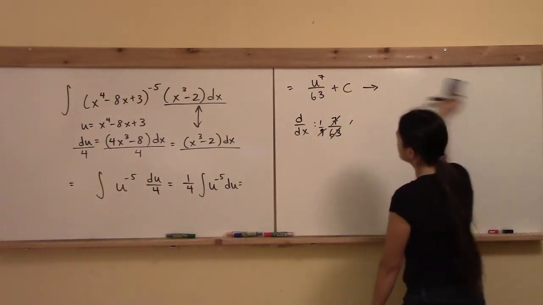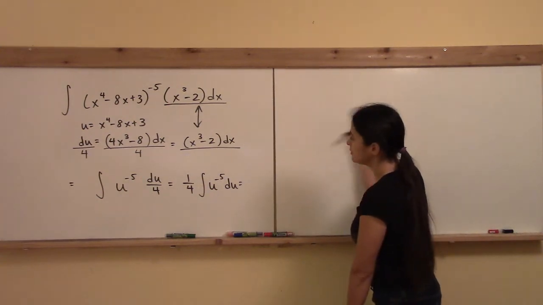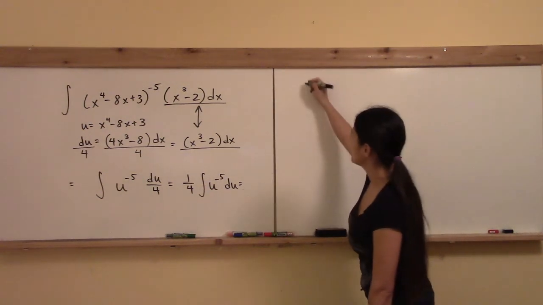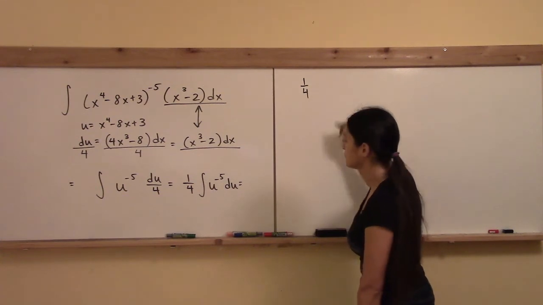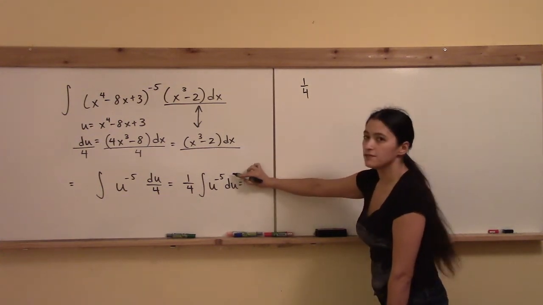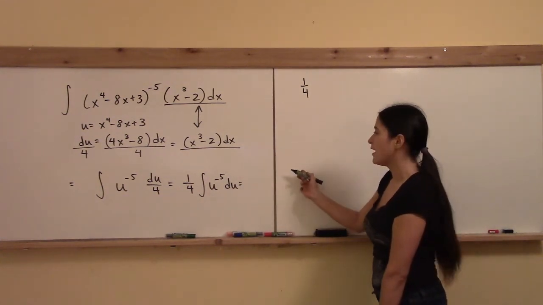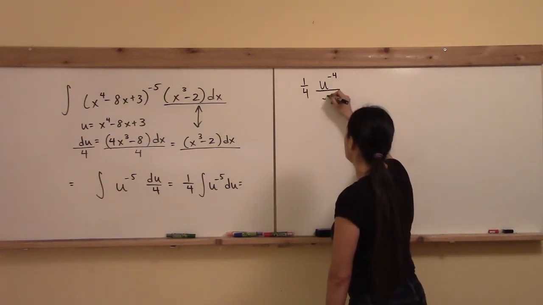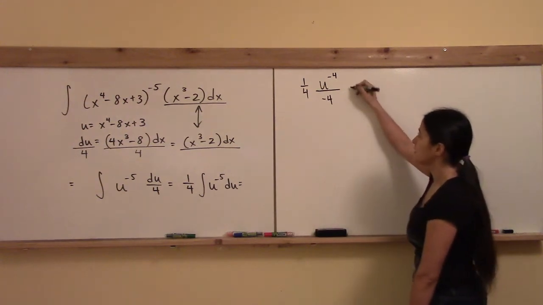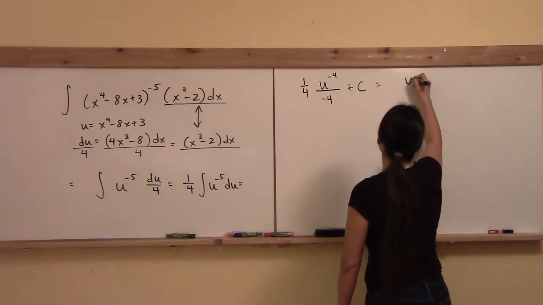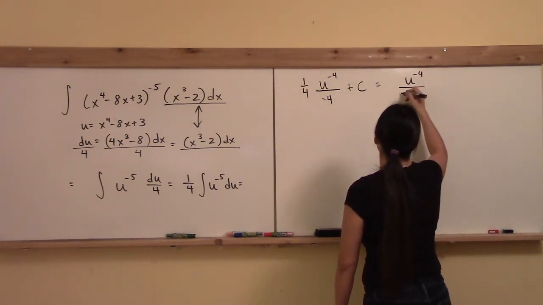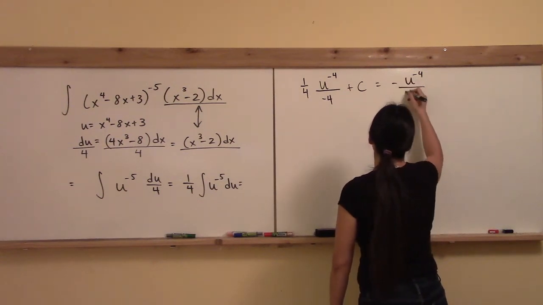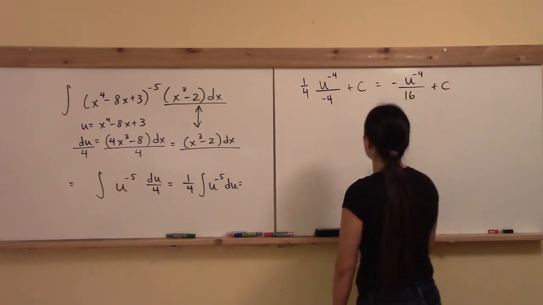Okay, so let's finish off the rest of the integral. What we have to do here is the 1/4 just carries along for the ride, and u to the minus 5, we have to do a plus 1 on that, so that ends up being u to the minus 4. Of course, whatever we put it to, we should divide off by, and then we have a plus c. So all in all, we have u to the minus 4 divided by negative 16 plus c.